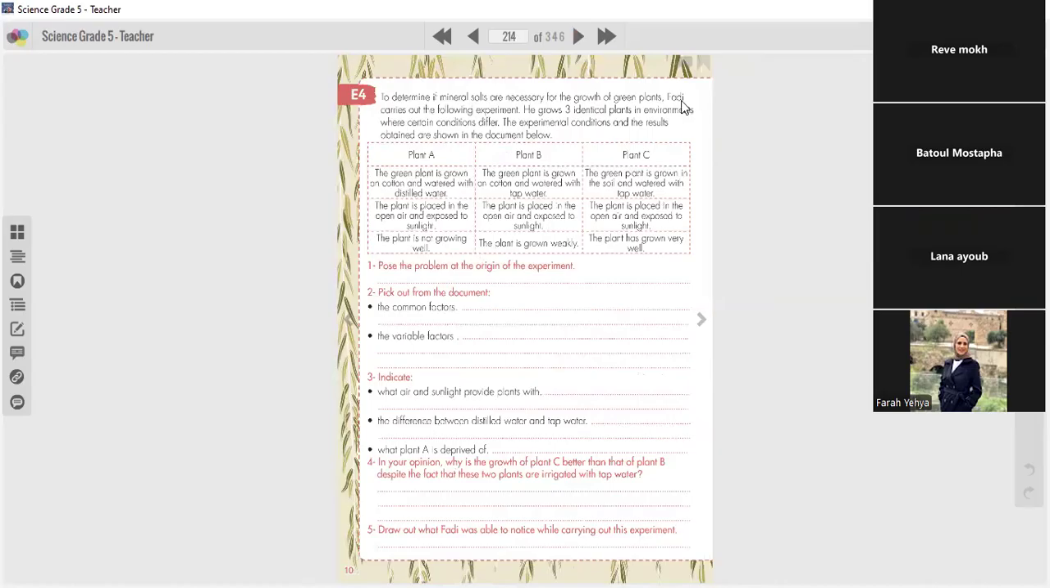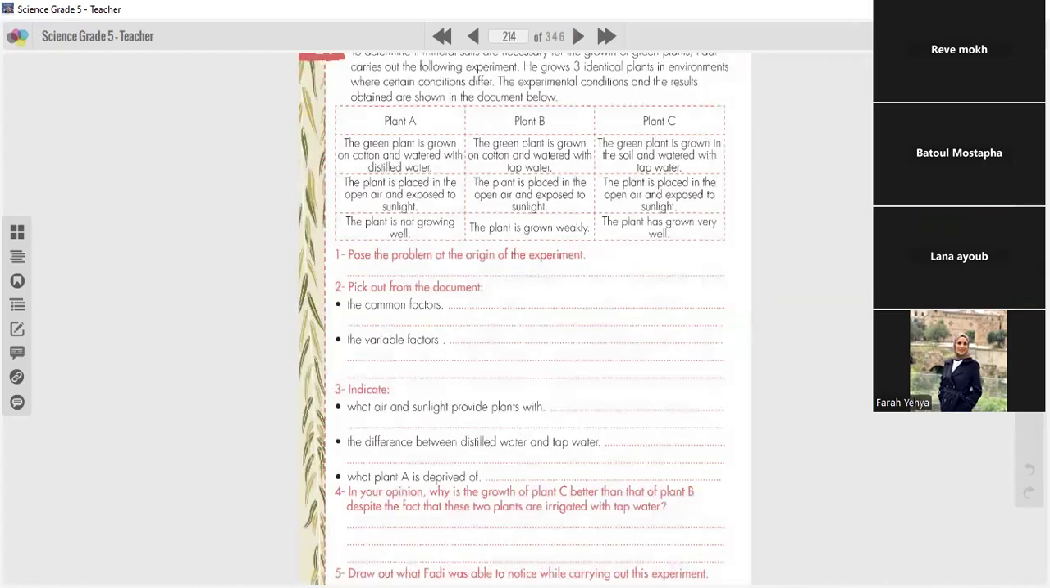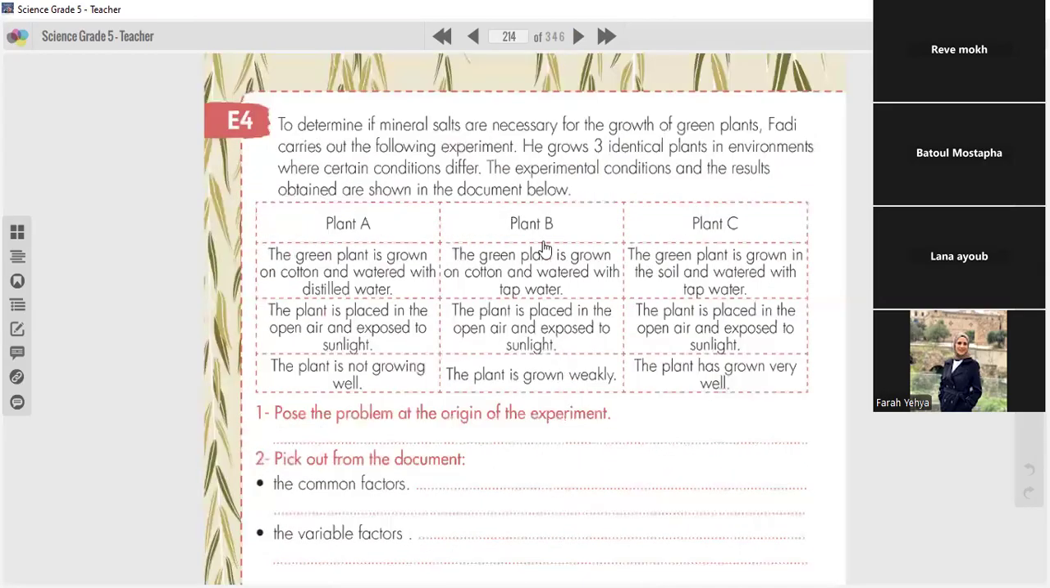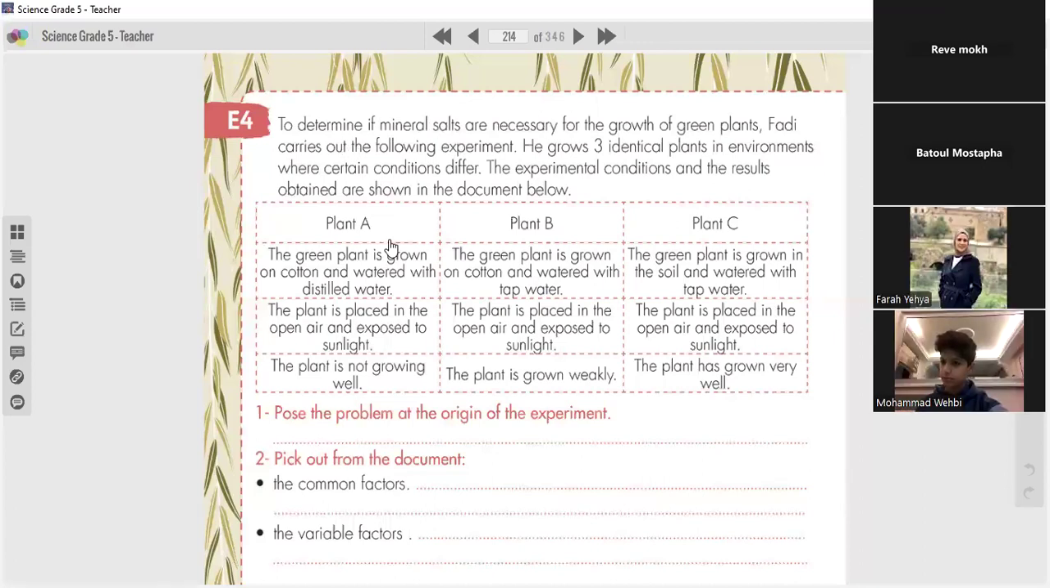Lana, do you want to start? We don't want to write exercise 1 now, I will send everything on Google Classroom, Lana. I will send everything, okay? Okay, Lana, since you are unmuted, start doing exercise 4.